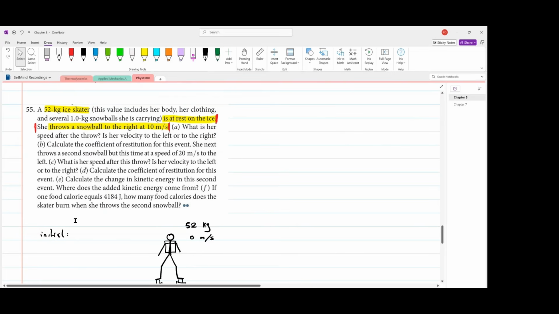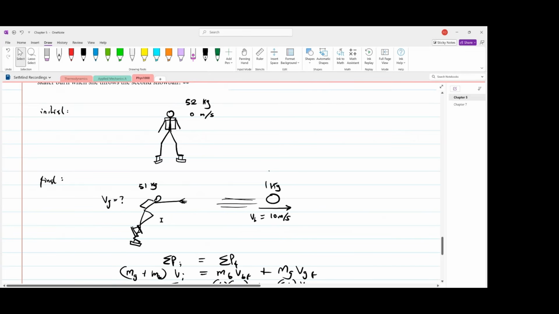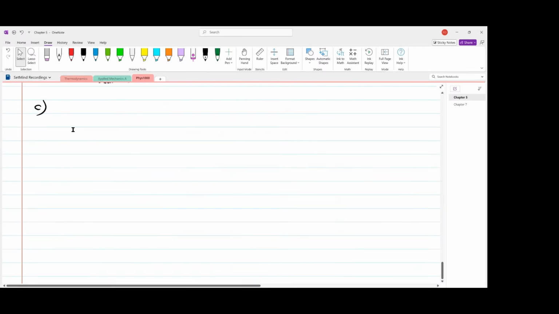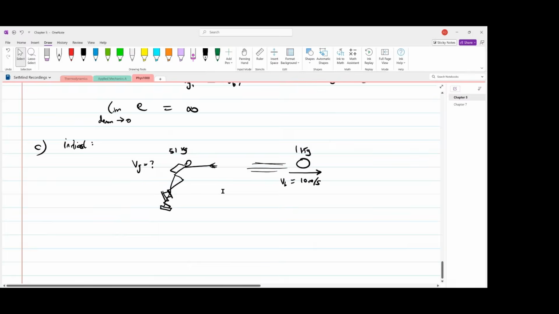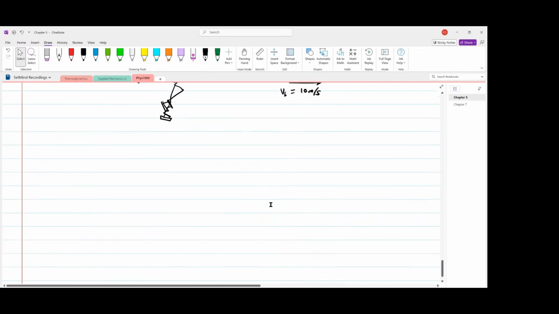Before we look at C, they give us some additional context. The context is that she now throws a second snowball, but this time at a speed of 20 meters per second to the left. This was what happened first. So she did this, she was moving at VG. The final of the first question is now going to be our initial scenario, so she was already moving. And now we already know what VG is. We know it is 0.1961 to the left.